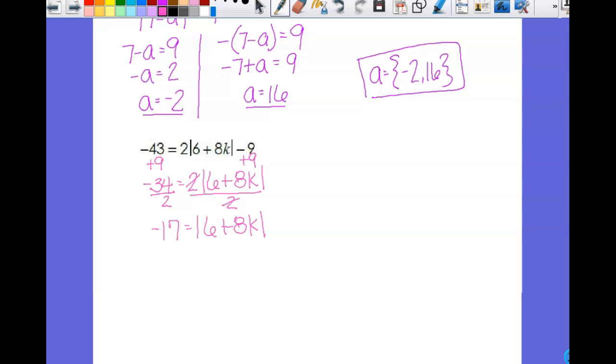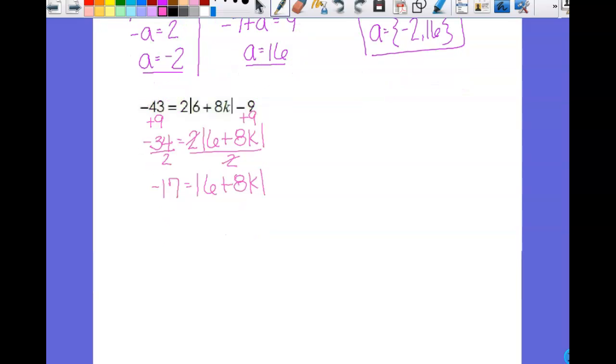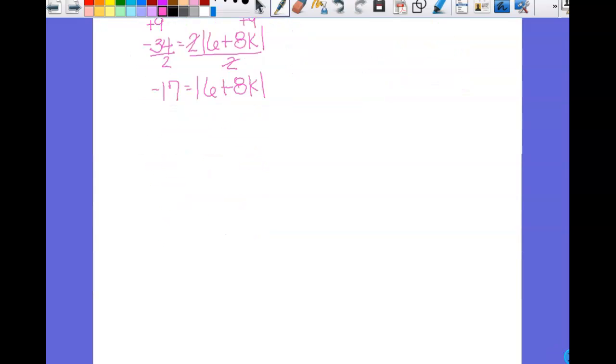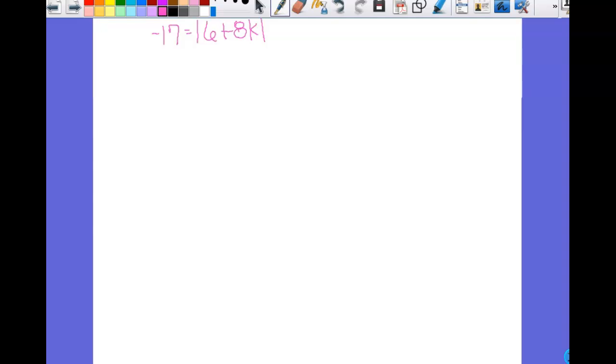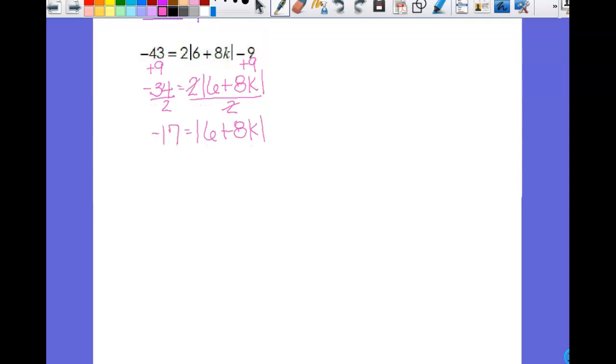Okay. So, as a little reminder, my two equations, I'd have negative 17 equals 6 plus 8k. And then I would also have negative 17 equals negative, parentheses, 6 plus 8k. Okay, see if you can solve those two. And if you have them flipped around like you did Uriel, it's totally fine.